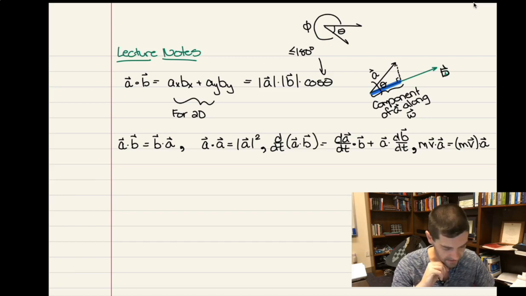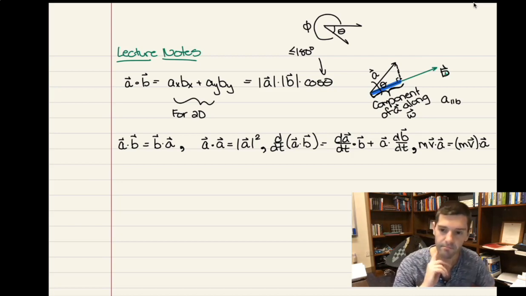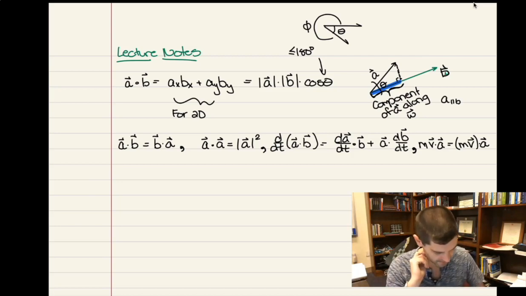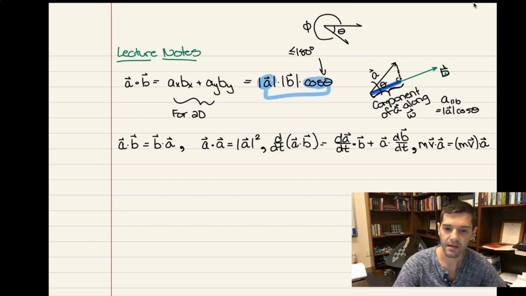I can draw a little dotted line down to show that there is a part of A that points in the same direction as B. And I could maybe call that component A parallel to B. Geometrically, that is just a cosine theta for whatever the angle is between those two vectors. But notice in the geometric interpretation, that appears as part of the dot product. And then you are multiplying as well by the length of the other vector, in this case B.